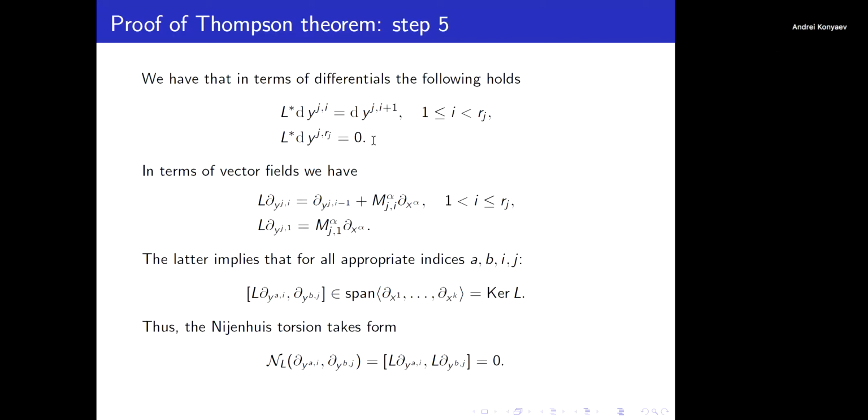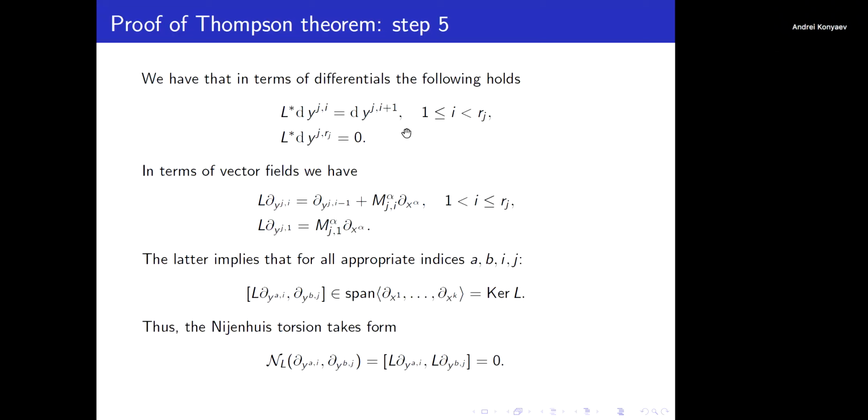In case of vector fields, it decreases your number, and it increases your number if you take J star. So it's simply like this.